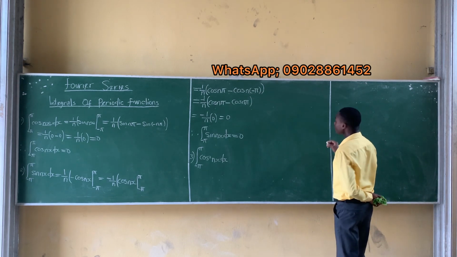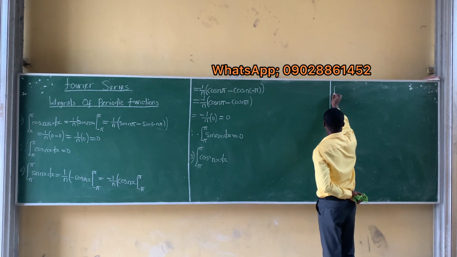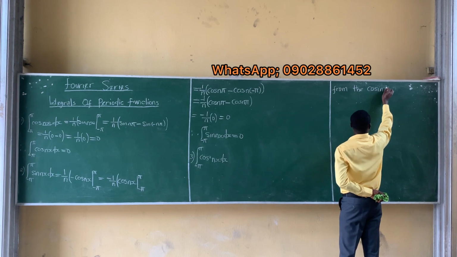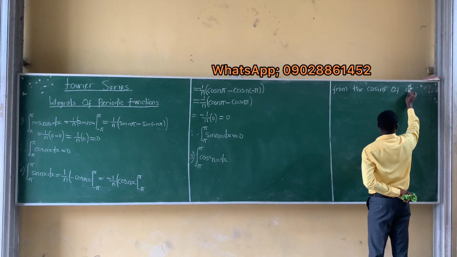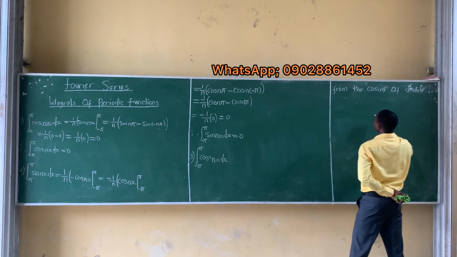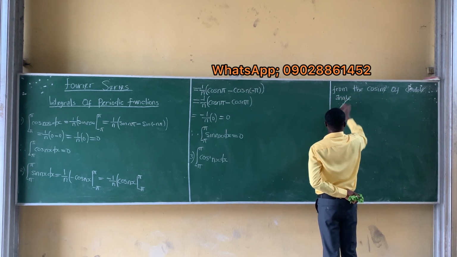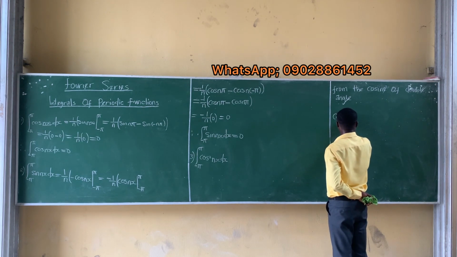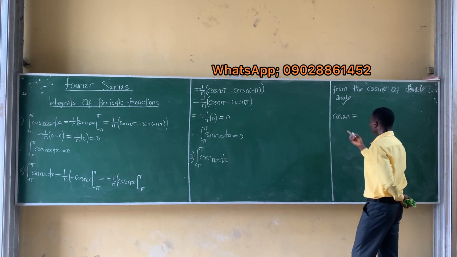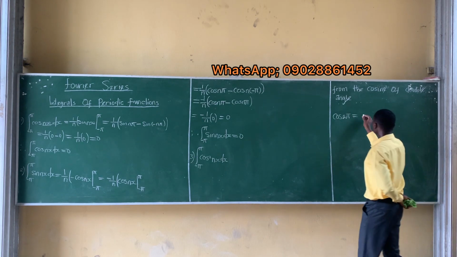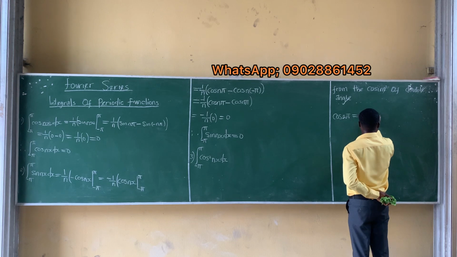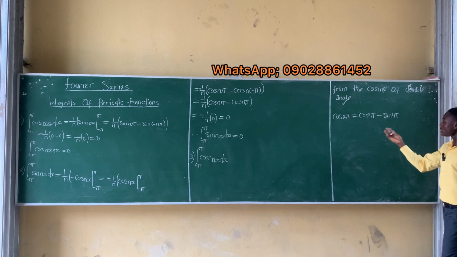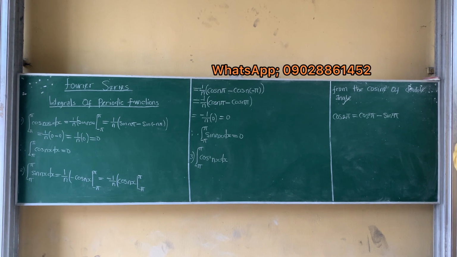Please take note, from the cosine of double angle, we have cos 2 pi is equal to cos square pi minus sine square pi. Please take note, the cosine of double angle.